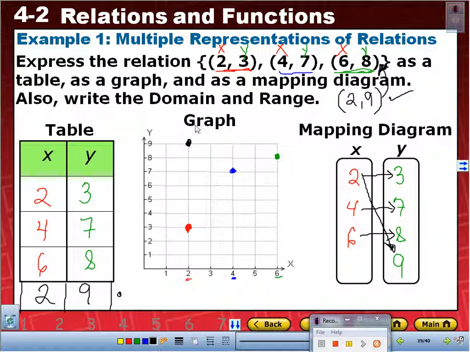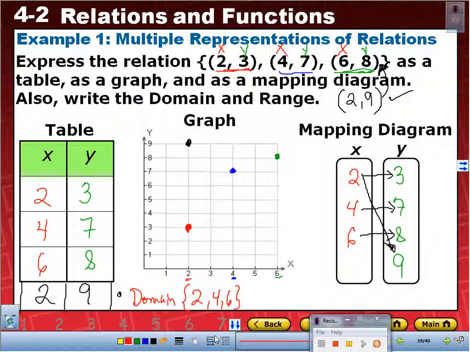So let's see. It says, express a relation as a table. Did we do that? Yes. As a graph. As a mapping diagram. Now the last part. They want us to write the domain and range. Check this out. Domain. There it is. The set of 2, 4, 6.